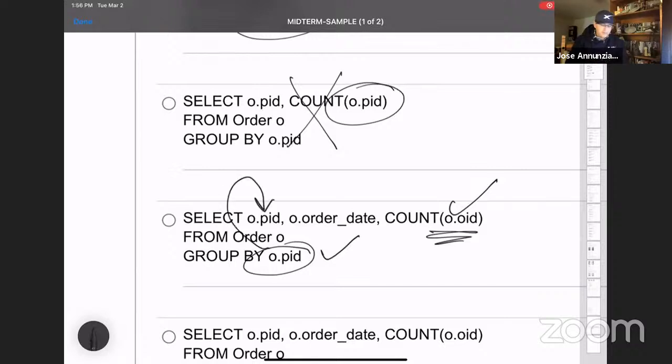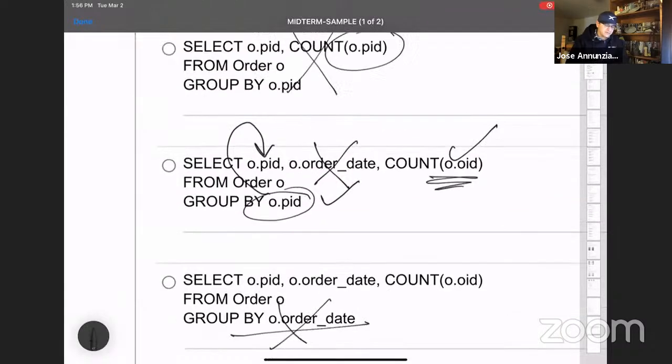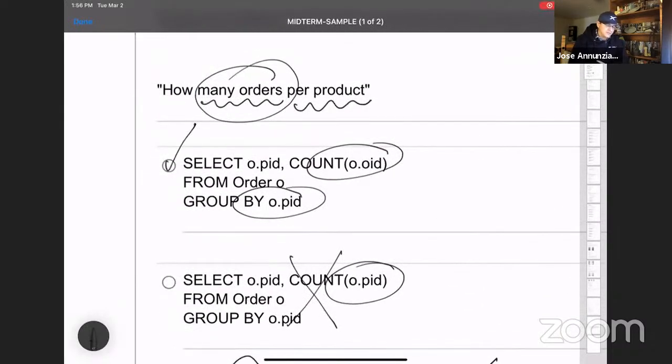But we have the order dates. That's no good. We can't have non-grouping fields in the select clause. This one we're grouping by order dates, so that's not good either. So definitely we're going to stick to the first one, A. Probably, in the order that I copied them, all the right answers are going to be A, I'm guessing.